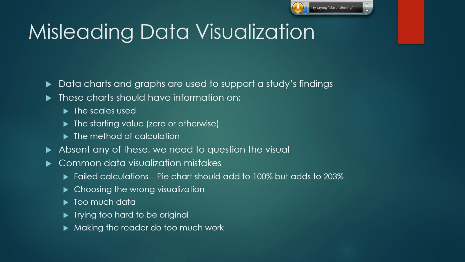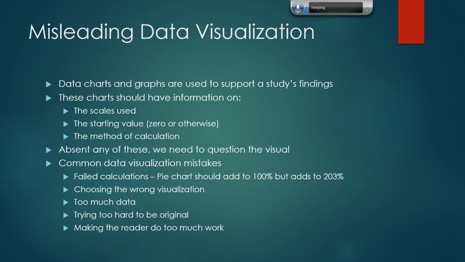One of these is failed calculations. I've seen pie charts where the pie chart should add up to 100%. You're basically asking what percentage of the whole is each of the pie pieces representing. But then we see the numbers adding up to 203%. So clearly that's a flawed chart. The calculations are not correct, they're failed.